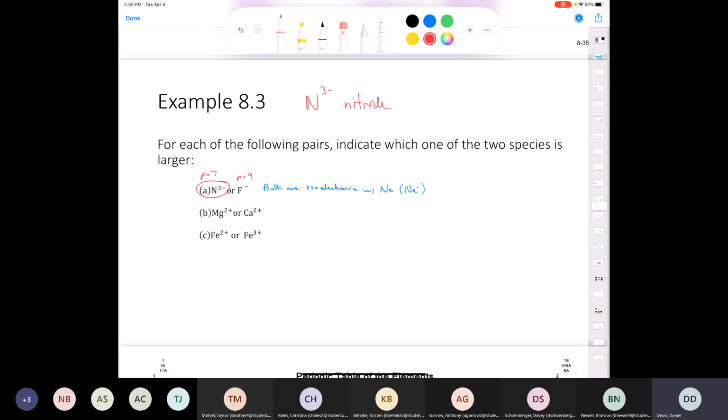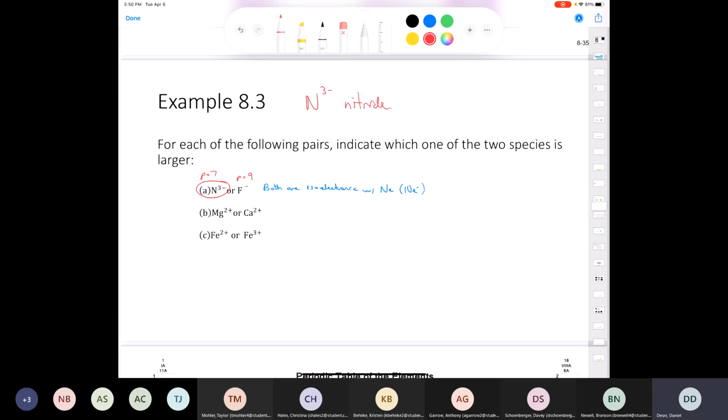If we look at magnesium 2 plus and calcium 2 plus, well, here they're both isoelectronic with different noble gases. Magnesium 2 plus is isoelectronic with neon, and calcium 2 plus is isoelectronic with argon. So we can't use that argument again. But they're both 2 plus ions, and they both are alkaline earths. Which one do you think is going to be bigger?